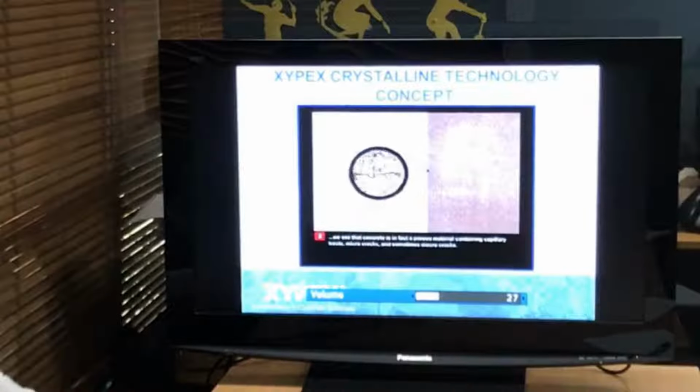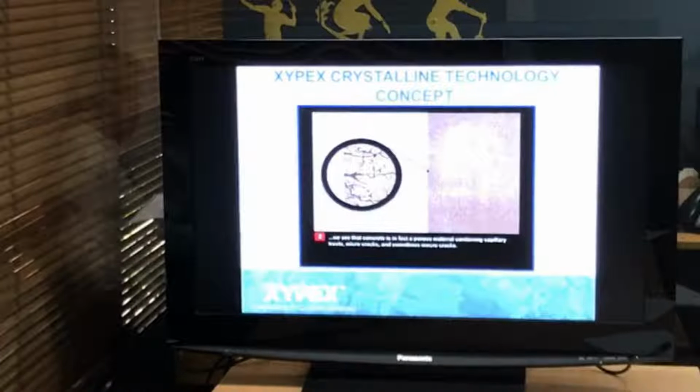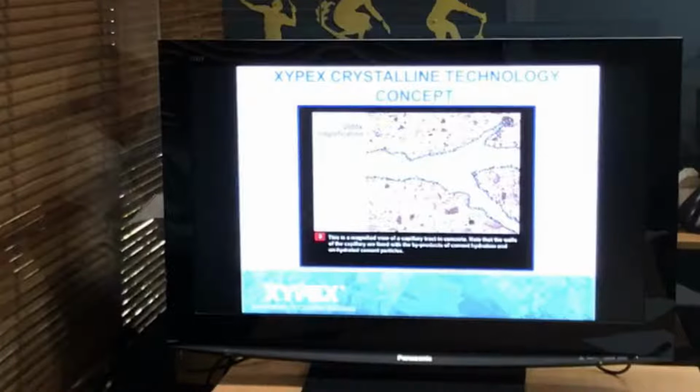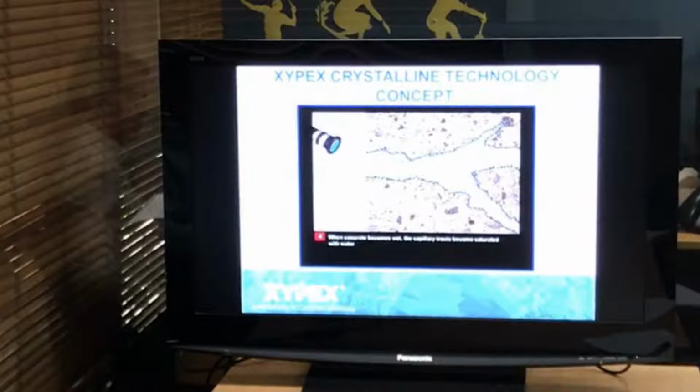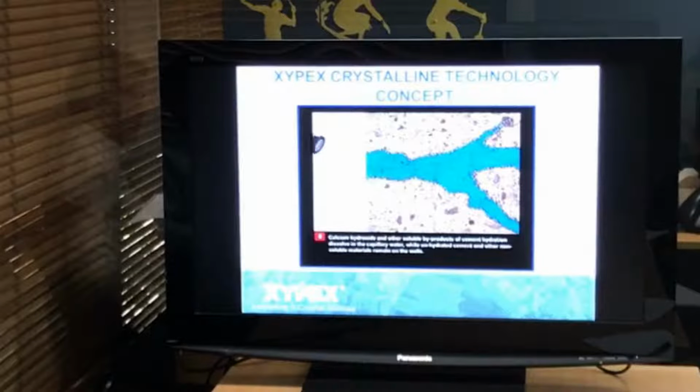However, upon close examination, we see that concrete is in fact a porous material containing capillary tracts, microcracks, and sometimes macrocracks. This is a magnified view of a capillary tract in concrete. Note that the walls of the capillary are lined with the byproducts of cement hydration and unhydrated cement particles. When concrete is wet, the capillary tracts become saturated with water. Calcium hydroxide and other soluble byproducts of cement hydration dissolve in the capillary water, while unhydrated cement and other non-soluble materials remain on the walls.